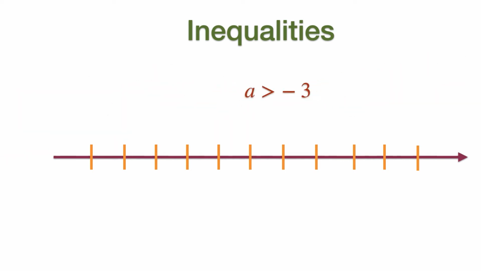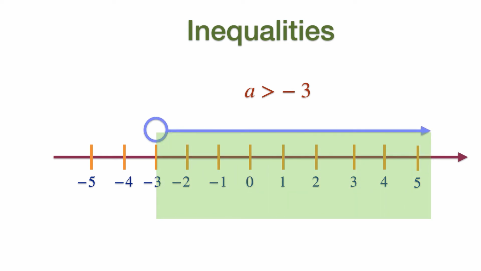Similarly, in order to show that A is more than -3, we draw a circle on top of -3 on the number line and we draw the line going to the right. If -3 needs to be included in the solution, then we fill the circle and this shows that A is greater than or equal to -3.